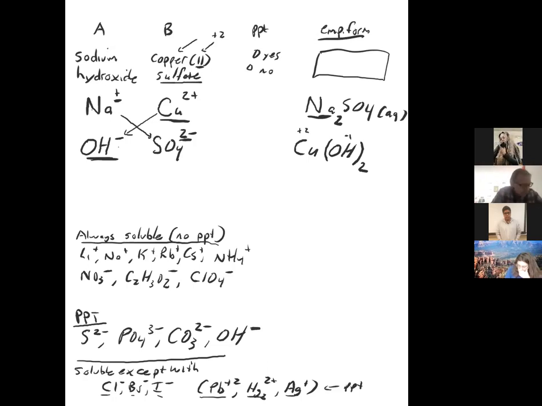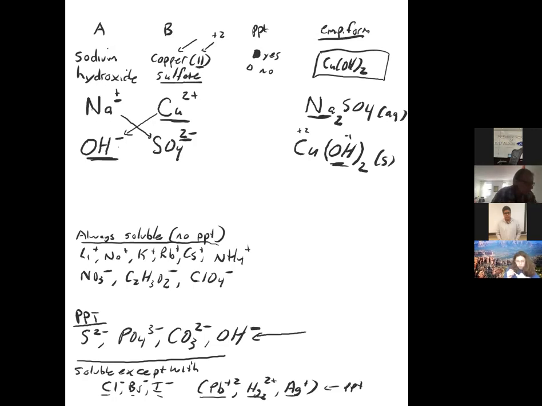Copper, we don't have a rule for copper, but we have a rule for hydroxide. Hydroxide's in this category right there, precipitate. So there we go. We got our formula. So it does form a precipitate. Okay, so you've got to go through all these steps. It's a lot of steps in that. But once you do a few, you'll get quick at them.